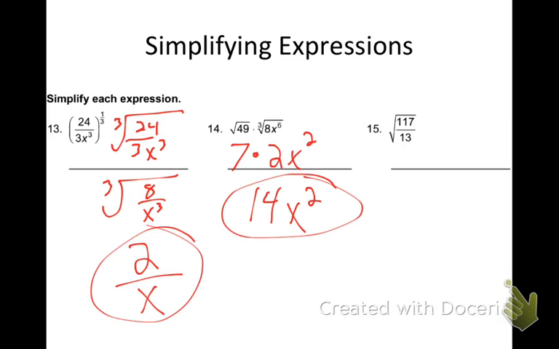I believe you'd want to divide those first. So you want to divide that. 117 divided by 13 gets me the square root of 9. Thank you. Square root of 9. What's the square root of 9 simplify then as? 3.